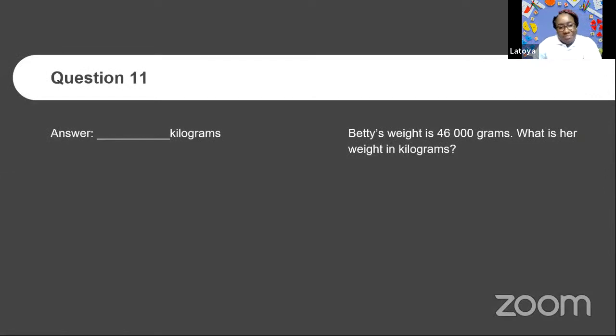Question number 11. Betty's weight is 46,000 grams. What is her weight in kilograms? Now, first thing first, 1 kilogram is equal to 1,000 grams. Yes? One kilogram is equal to 1,000 grams. Okay? This question is asking us to change grams into kilograms.